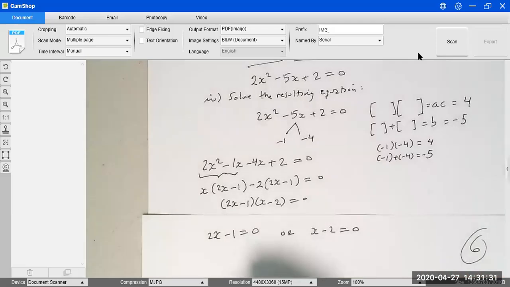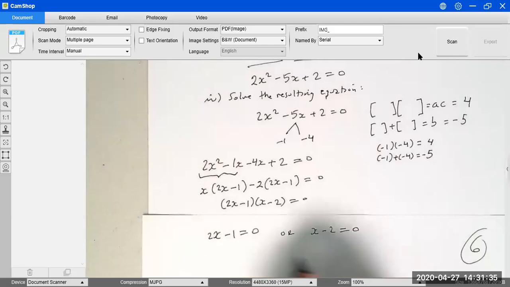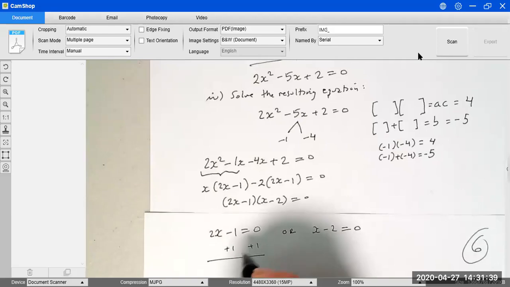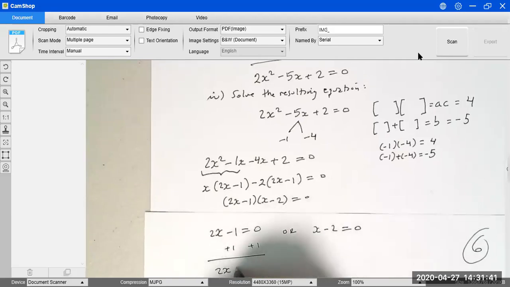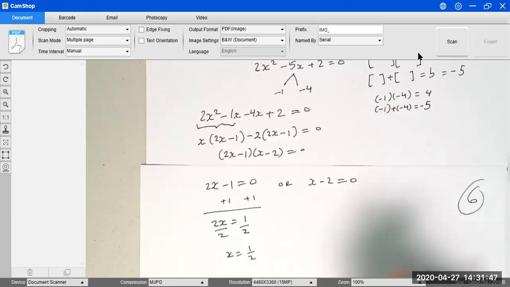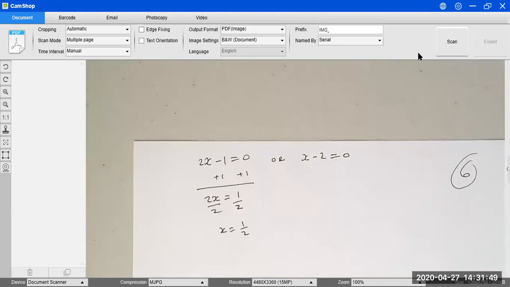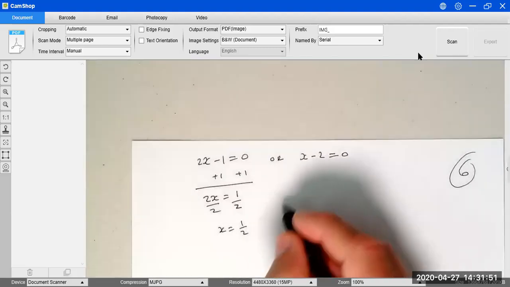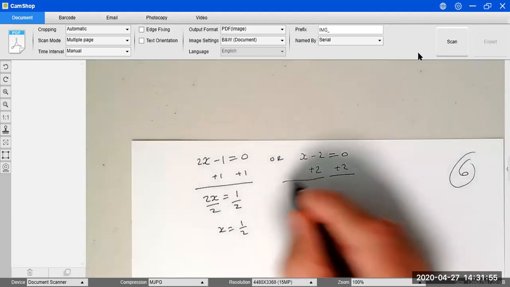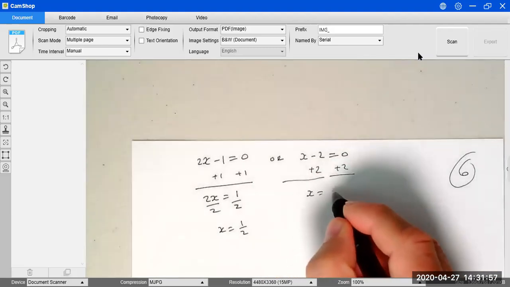So let's solve this equation. So I'm going to add here 1 to both sides of the equation. So you end up with 2x equals 1. Then we're going to divide by 2. So the final answer on this side is going to be x equals 1/2. Then here you're going to add 2 to both sides of the equation. So you're going to get x equals 2.